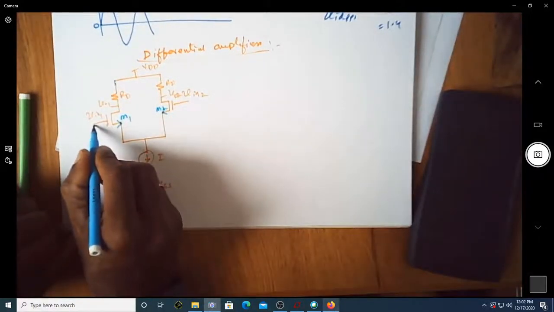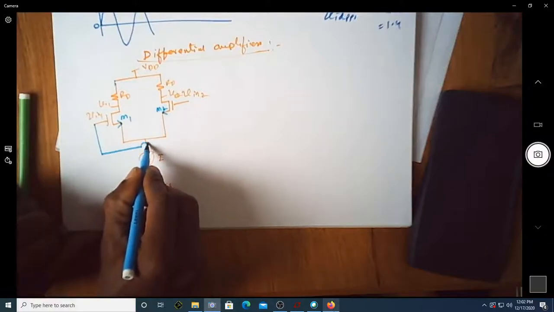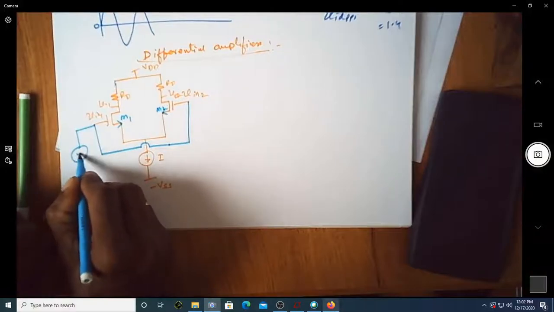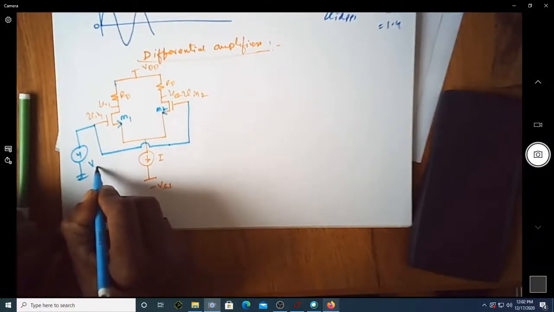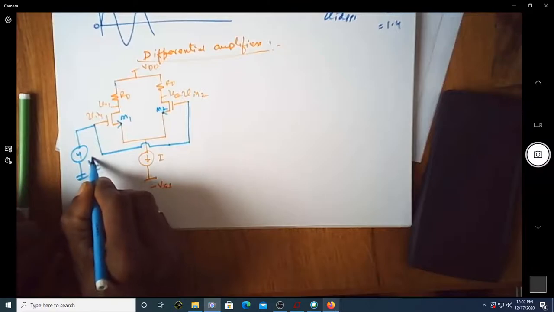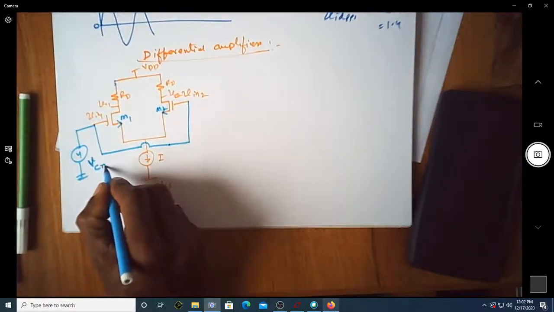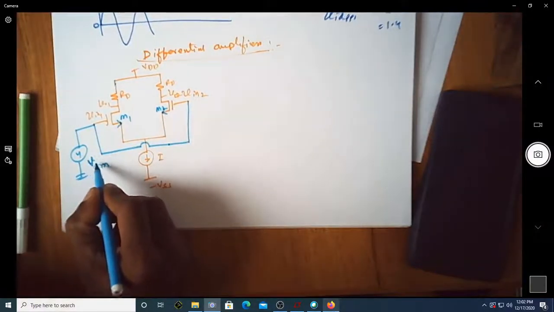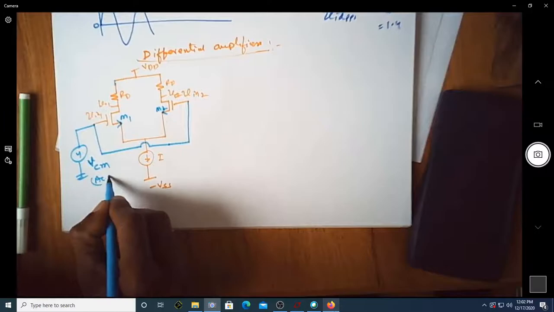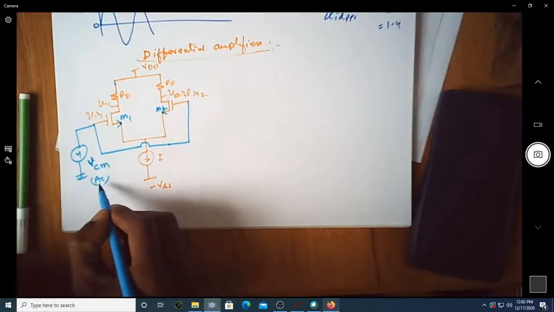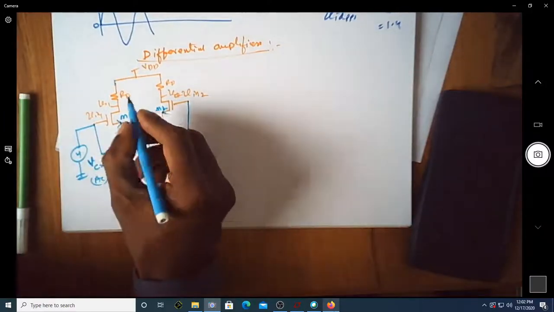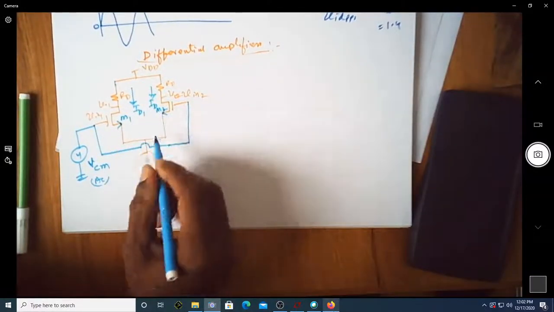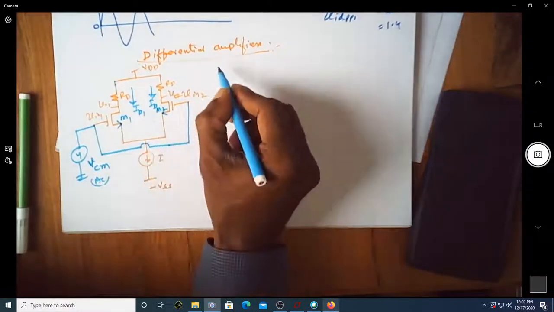And let us now consider an input voltage which is common to both of them. You can see I'm applying an input voltage which we may call VCM, the common mode voltage. Now, even before applying this small signal AC signal, there was a DC current ID1 and a DC current ID2 flowing in both the transistors, that is M1 and M2.